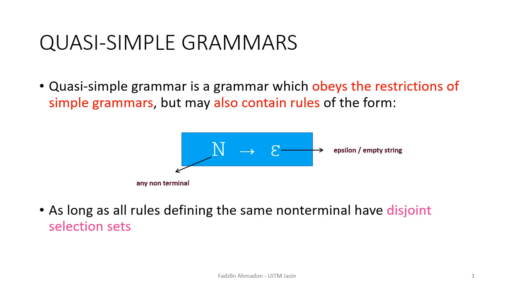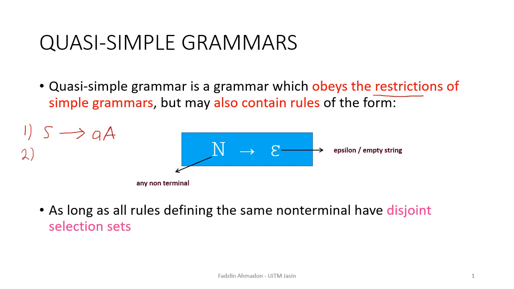After simple grammar, the next category of grammar is quasi-simple grammar. Quasi-simple grammar obeys the restrictions of simple grammar, which means they need to follow the rules of simple grammar. And if you still remember, the first restriction is: if you have a rule like this, after the derivation arrow, it must start with a terminal.